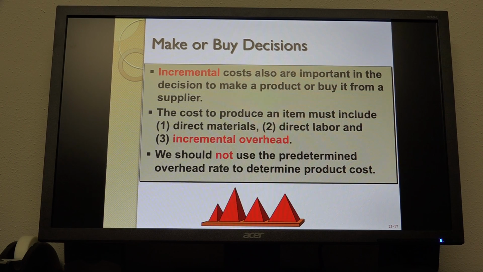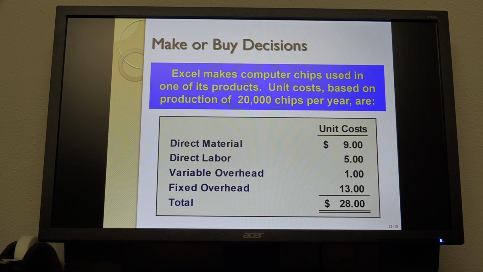Okay, so the cost to produce an item must include the direct materials, the direct labor, and the incremental overhead. And so this predetermined overhead rate that we've been talking about considerably is not a part of our decision making. It's only the incremental overhead that's considered. And so Excel makes computer chips used in one of its products. Unit costs based on the production of 20,000 chips per year are the following.